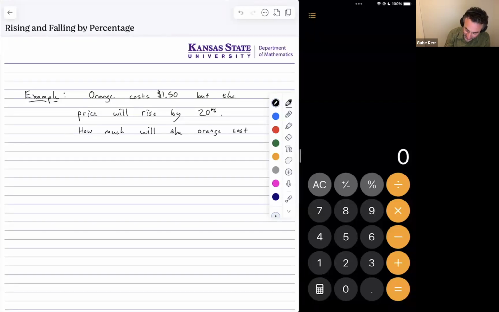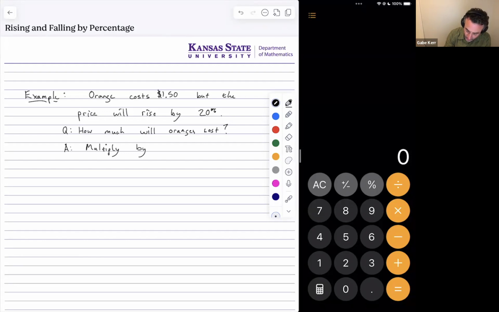Well, I mean, after the rise. So the way you do this, if you want to calculate just the increase, you can multiply by the decimal form of this and get the increase in price. If you want to calculate how much it will cost after the increase, you multiply by 1 plus the decimal representation.